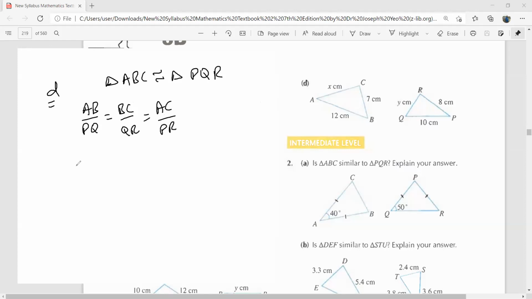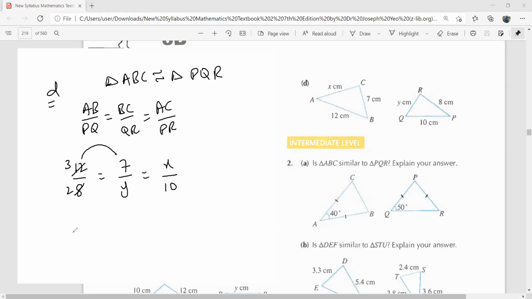Now your AB is 12, your PQ is 8, your BC is 7, and your QR is Y, your AC is X, and your PR is 10. Now, these are all equal to each other. Now, let's put these two equal to each other and find this. You can simplify this, threes are and twos are. So now this is PQ 10. PQ is 10 centimeter.